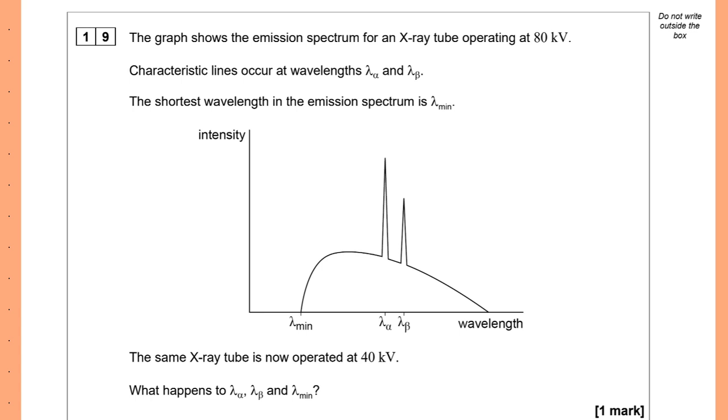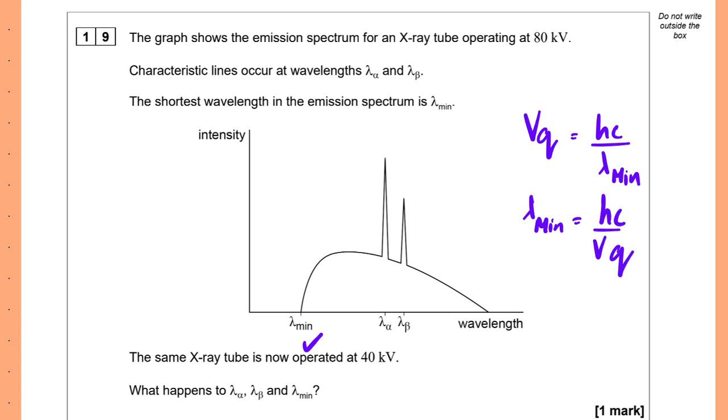So if you remember where lambda min comes from, it's from this idea that the electric potential energy turns into the energy of the photon, which is hf, or I can write that as hc over lambda min, right? Minimum wavelength corresponds to the max frequency, max energy of the photon, which happens when all of the energy is transformed into the photon energy. So lambda min, you can see from here, is hc over VQ, where V is the accelerating voltage, which is given here. So if you half the voltage, you would double lambda min.